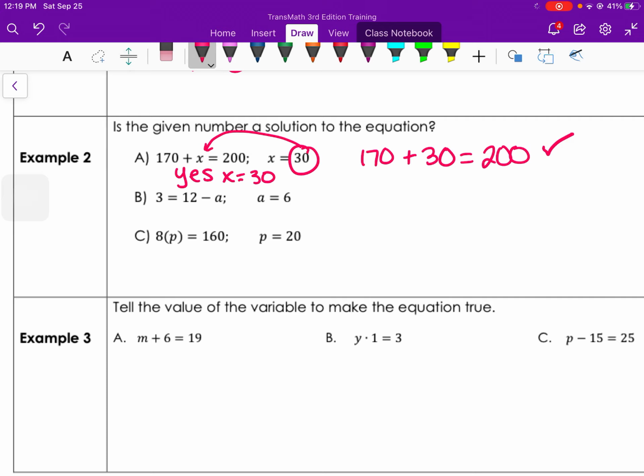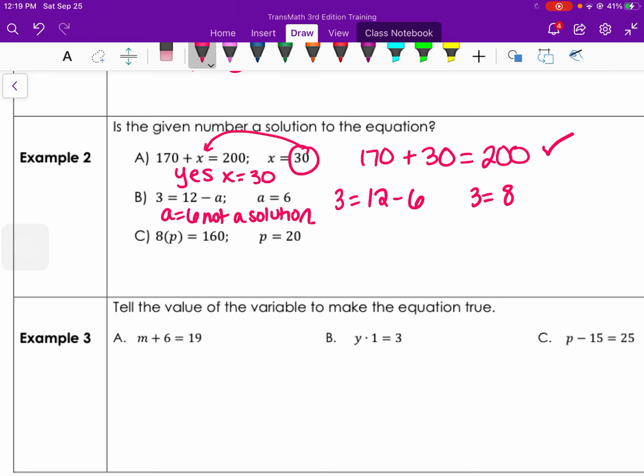How about for the equation 3 equals 12 minus a? Is a equals 6 a solution? Well, does 3 equal 12 minus 6? 12 minus 6 is equal to 6. So that is not true. So a equals 6 is not a solution.